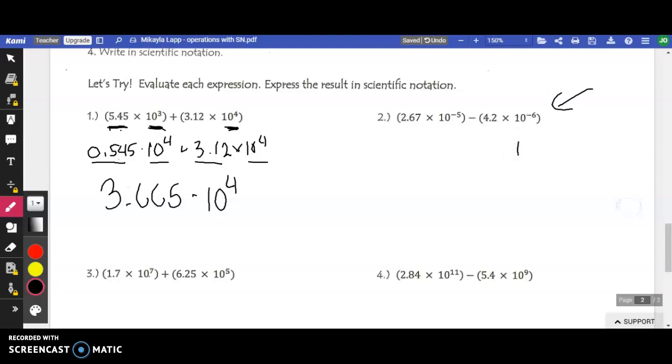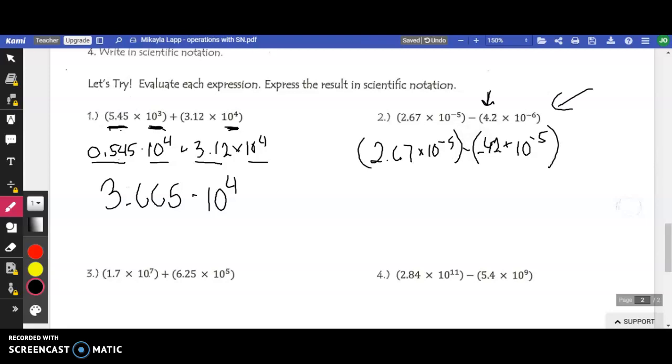So I'm going to turn this into a 10 to the -5th. Well, in order to do that, I had to multiply this by a power of 10, which means to offset that, I have to divide this by a power of 10. So this becomes 0.42 times 10 to the negative fifth. And this is 2.67 times 10 to the negative fifth. And we're subtracting these.